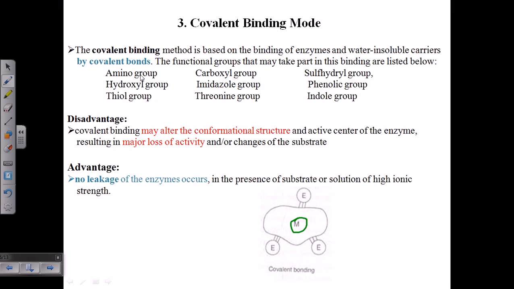Now the covalent bond can be supplied utilizing amino group, carboxyl group, sulfhydryl group, indole group, thiol group, hydroxyl group, and so on. So the groups that are present there will provide the binding interaction or the binding residue to be attached with the enzyme. Now what are the advantages is that due to this covalent interaction, as we know covalent interaction is very strong interaction. So due to this covalent interaction, enzyme loss is very less, so no leakage of the enzyme happens.